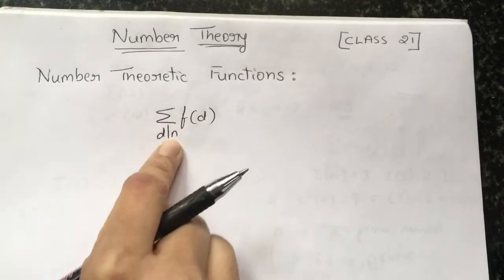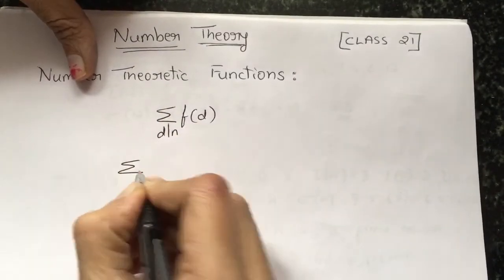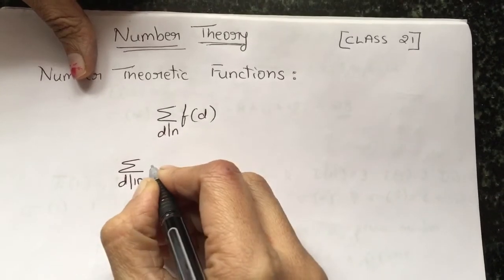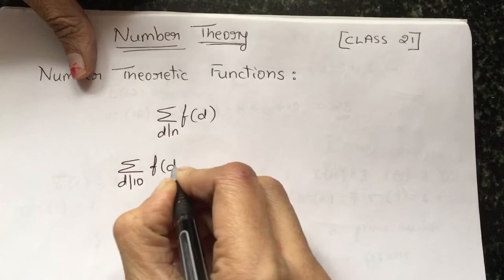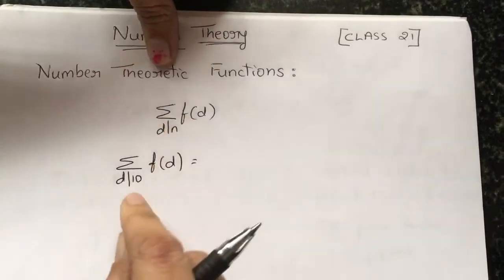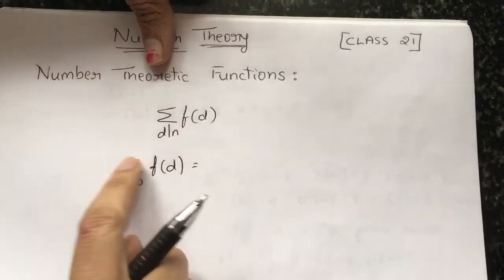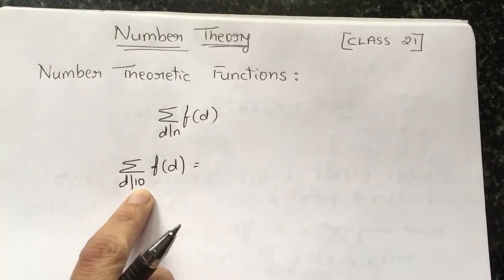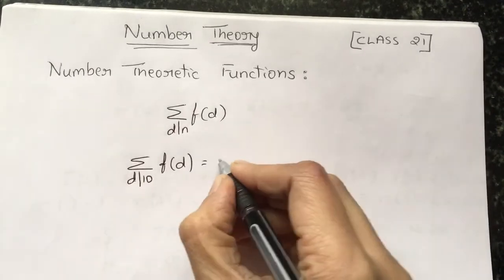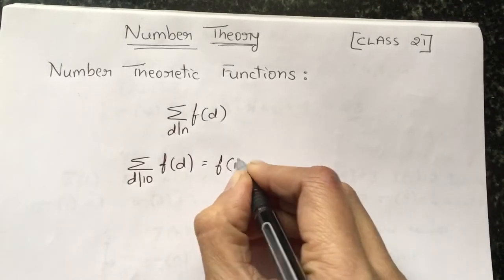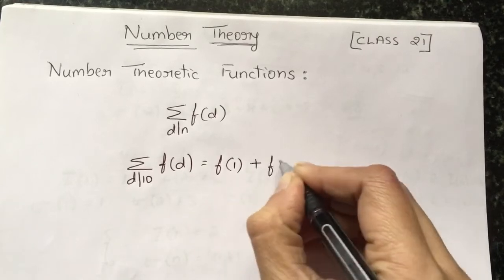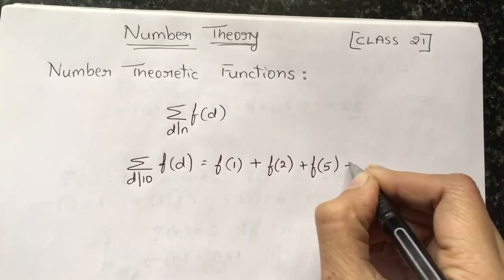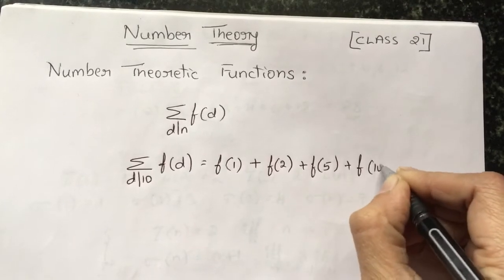Suppose we have summation over d dividing 10, with the function f of d. This summation runs over all the divisors of 10. What are the divisors of 10? It is f of 1 plus f of 2 plus f of 5 plus f of 10.